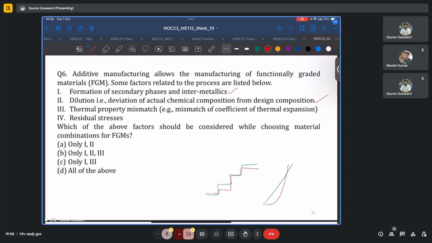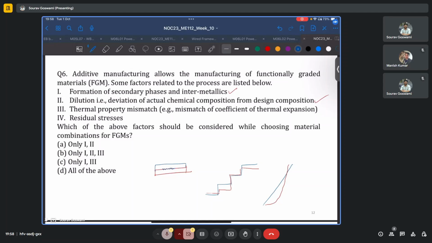Thermal property mismatch, such as if you're having stepwise gradients and I'm depositing one material on top of the next, and if there is a large mismatch in the thermal properties, such as the coefficient of thermal expansion or the thermal conductivity, then at this interface, because of the large residual stresses, we can expect that the material will fail and it might get delaminated or cracking may occur.